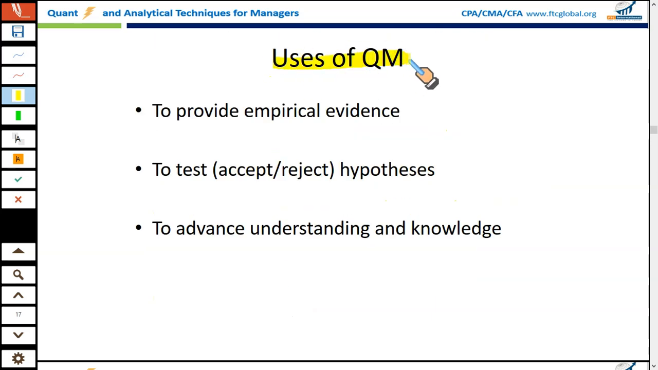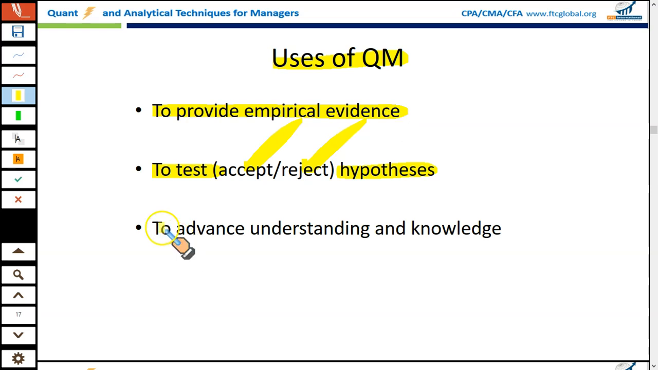Uses of QM, quantitative methods, to provide empirical evidence. Yes, QM uses data to support or reject observations and theory, to test hypotheses. Yes, QM allows researchers to statistically, with the use of statistics, determine whether they should support an idea or prediction or should they reject a proposed idea and prediction.